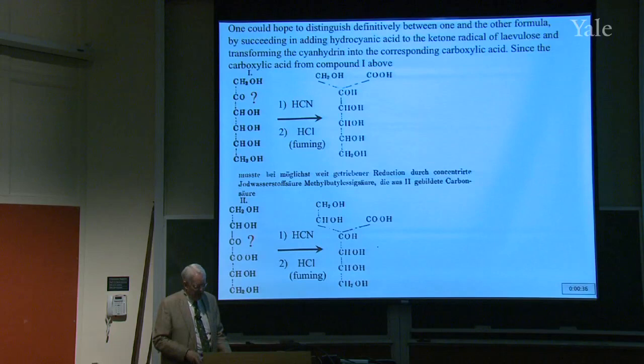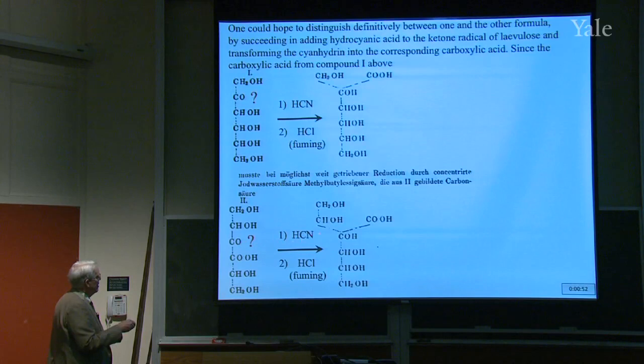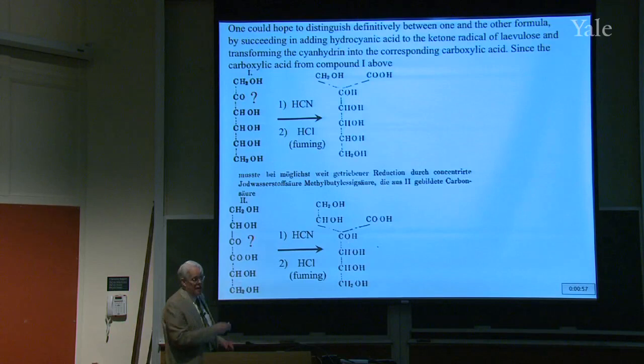So the question is, if it has this structure, then you add HCN, HCl, you get this. And it's very concentrated HCl he used, incidentally. Or if it's the next one down, you get this. Okay, so you do it and decide. All you have to know is which product you get. Get it pure, see what it is.